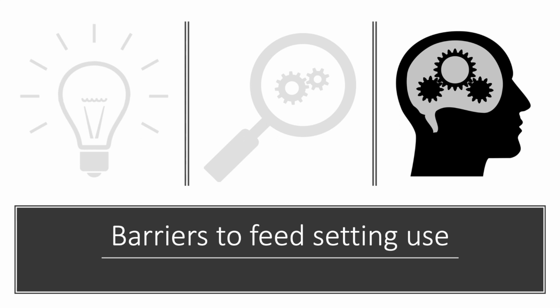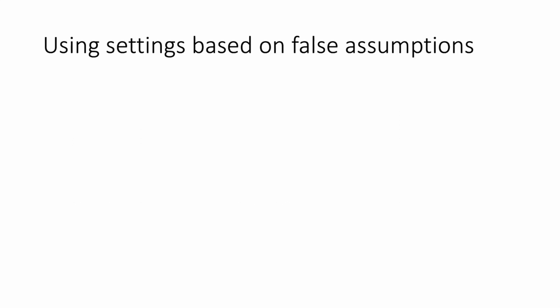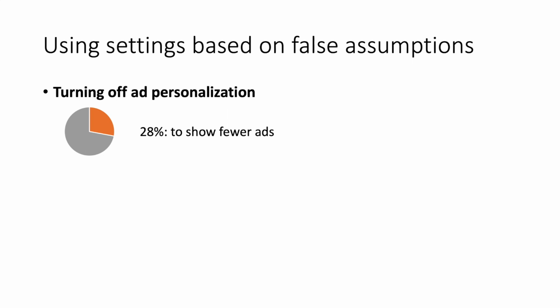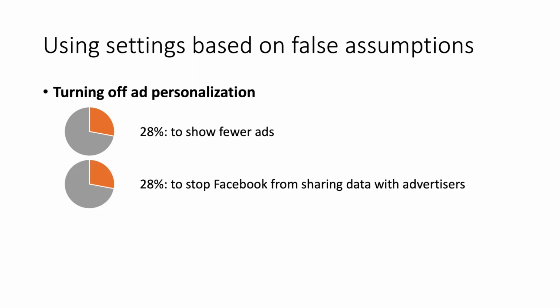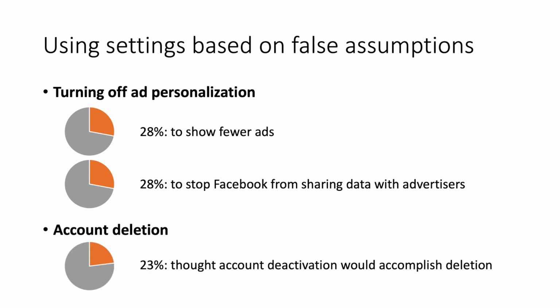So that covers navigation. Lastly, we noticed patterns in how people understood feed settings and assumptions in their function. We noticed some participants' reasons for using settings did not quite match up with what the settings did. 28% of participants turned off ad personalization, assuming that it would make fewer ads show up on Facebook. A separate 28% of participants turned off ad personalization because they believed it would stop Facebook from sharing data with advertisers. Our final navigation task was to find a setting that deleted one's account permanently, but 23% of participants selected a setting that deactivated one's account instead.